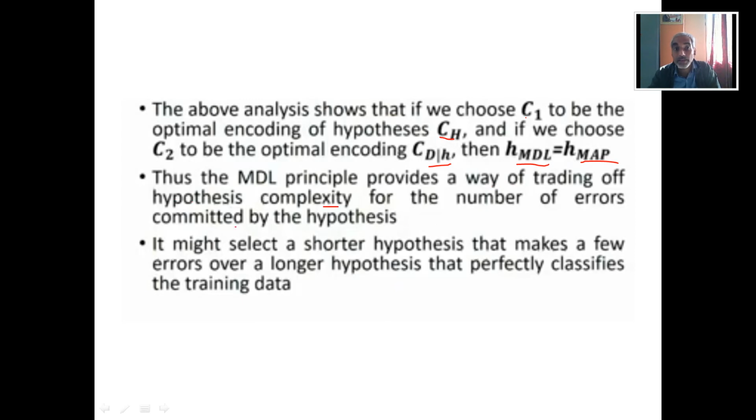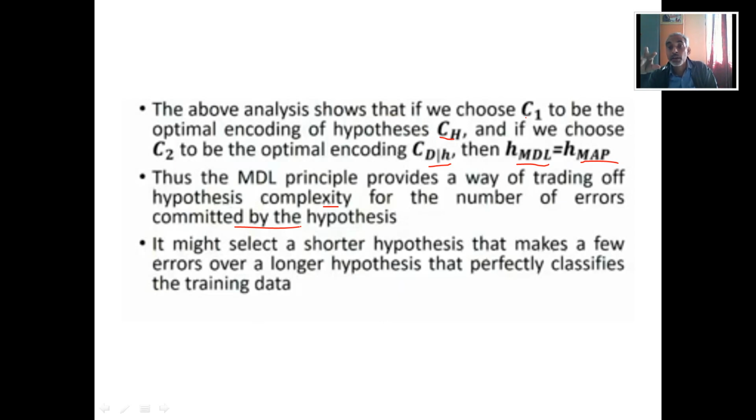So the minimum description length principle provides a way of trade-off between hypothesis complexity and the number of errors committed by the hypothesis. That means there is a trade-off between your minimum description length hypothesis and the other hypothesis where you are going to get the error. We cannot say that if you apply this MDL principle, you are going to get the best hypothesis which reduces the error. We cannot guarantee that, right?